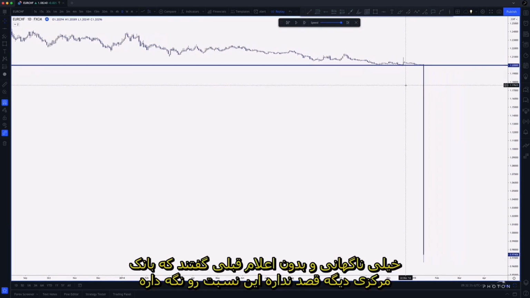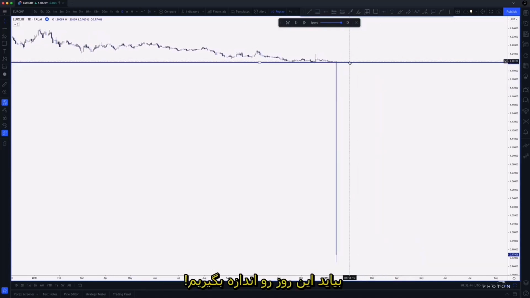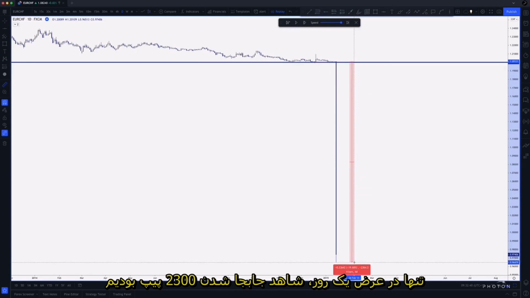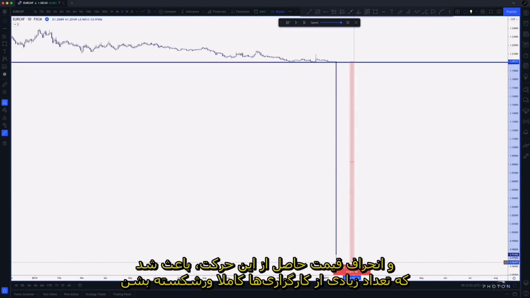Suddenly, completely unannounced, it was released to the market that the central bank were no longer holding that peg to the euro. And if we measure this day roughly, in one single day that move peaked at just over 2,300 pips. There are literally no words that can describe how insane a movement that is on this pair in a single day. And with the amount of slippage that occurred, loads of brokers went under.